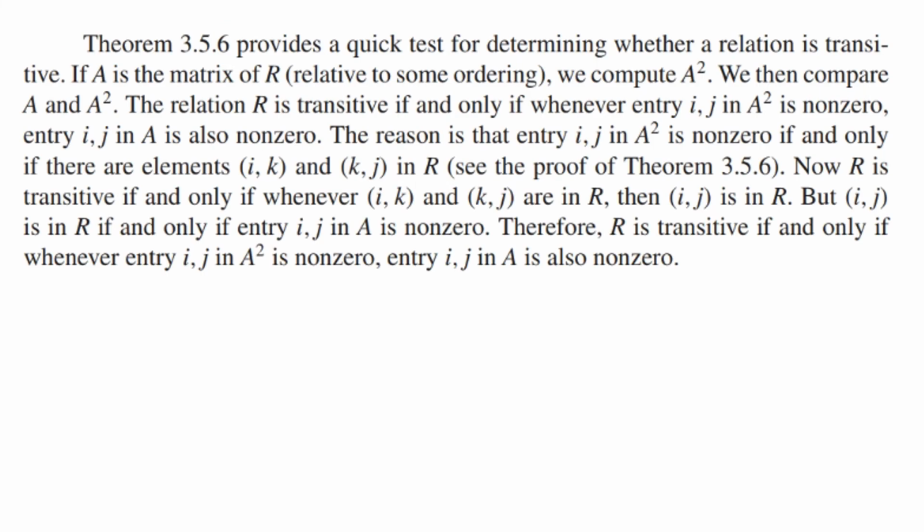So there's a quick test for determining whether a relationship is transitive. If A is the matrix of R relative to some ordering, you compute A squared. We then compare A and A squared. The relationship is transitive if and only if, whenever the entry ij in A squared is non-zero, the entry ij in A is also non-zero. It's a quick proof using matrices.